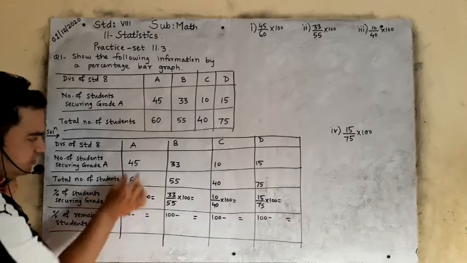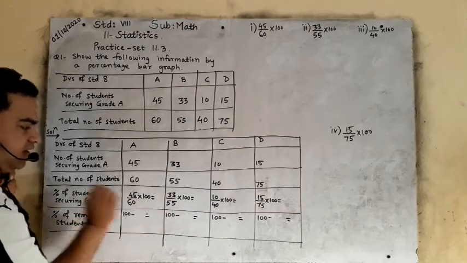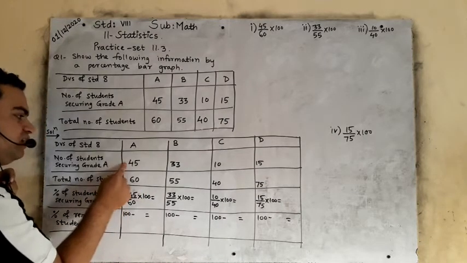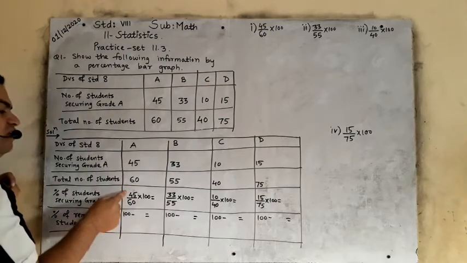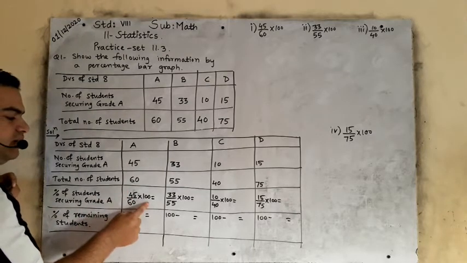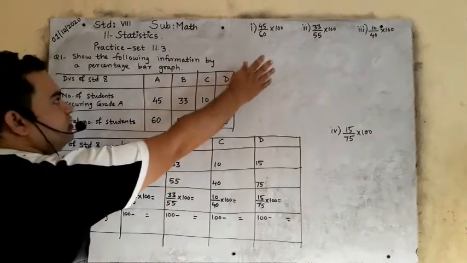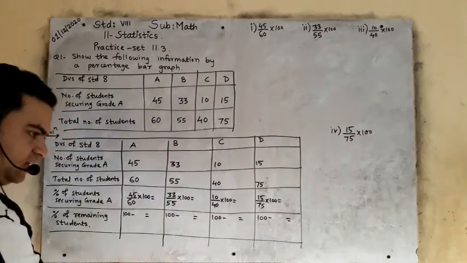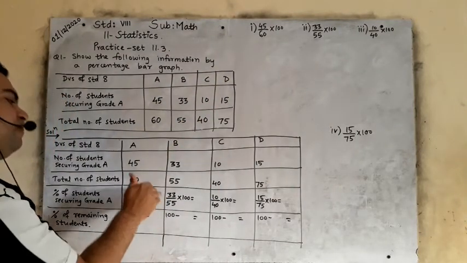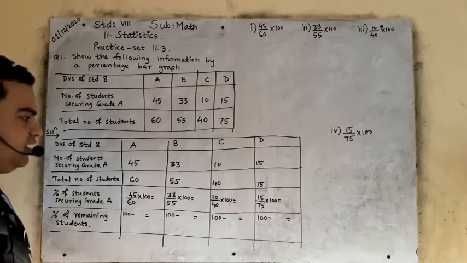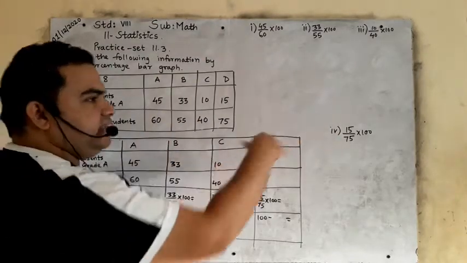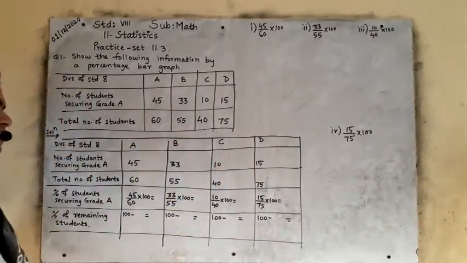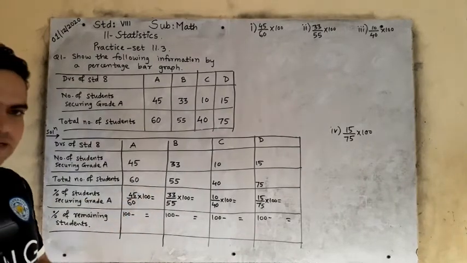Bigger number down, smaller number up, multiply by 100. From 60, 45 have secured. So from 60, 45 students secured grade A, multiply by 100. That answer you will solve below the table, and then you will fill the table. I am telling again and again, you will solve this separately below the table or on the next page, and then you will fill the table. Is it clear?